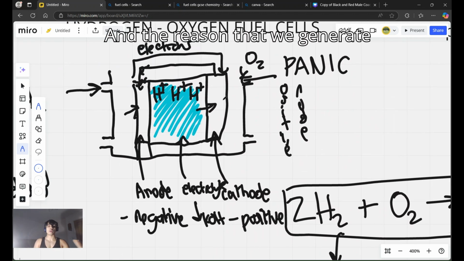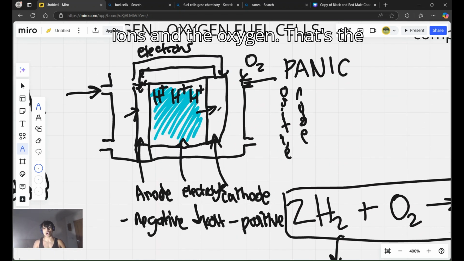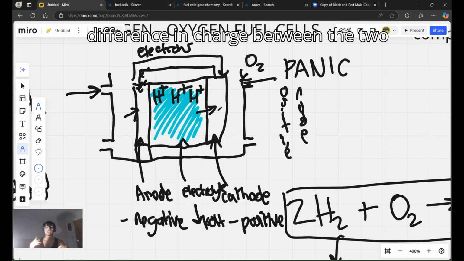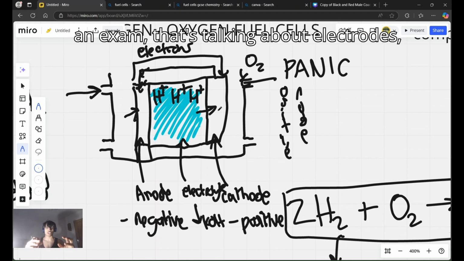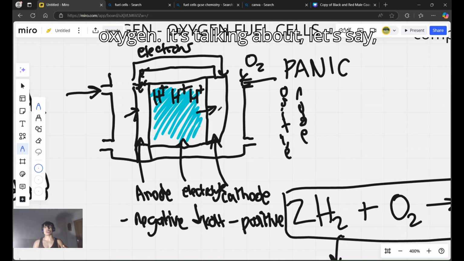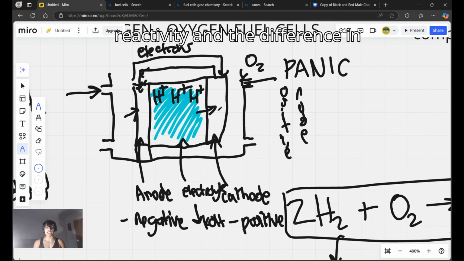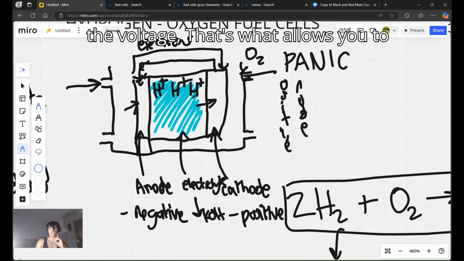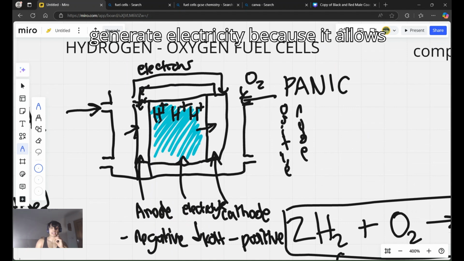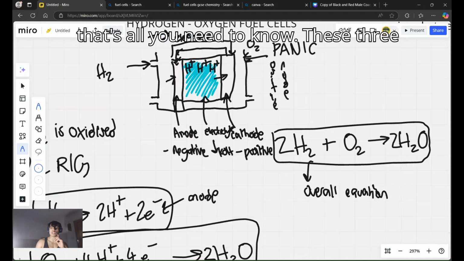And the reason that we generate electricity is because there's a difference in charge between the H plus ions and the oxygen. That's the difference in charge between the two electrodes. If you ever get a question in an exam that's talking about electrodes, but it's not talking about hydrogen and oxygen, it's talking about, let's say, copper and magnesium, then it's just talking about the difference in reactivity and the difference in essentially charge. So that's what gives it voltage. That's what allows you to generate electricity, because it allows these electrons over here to flow. So that's all you need to know.